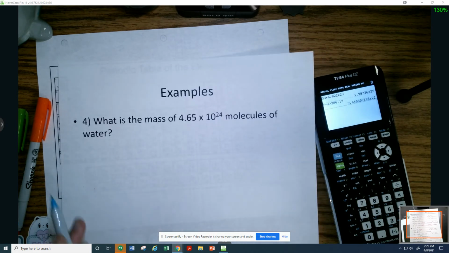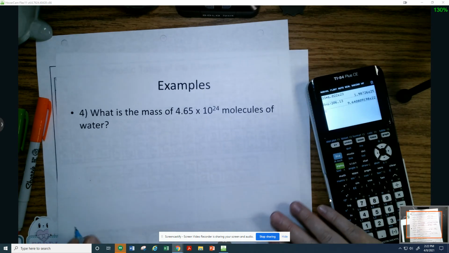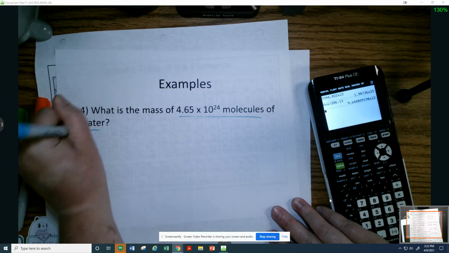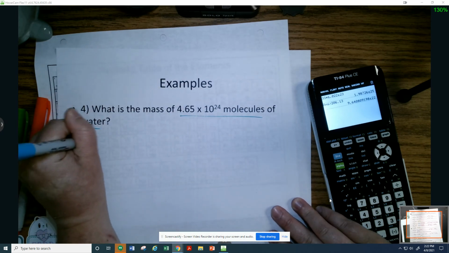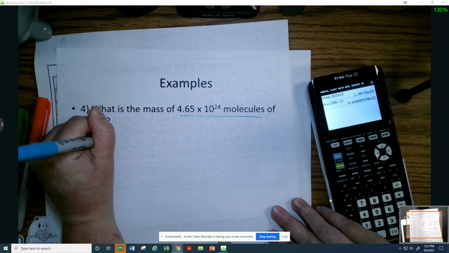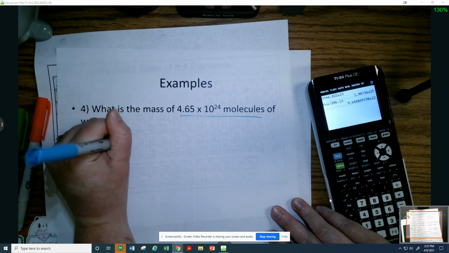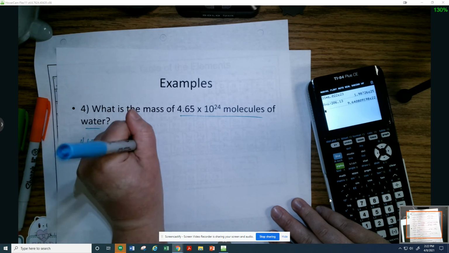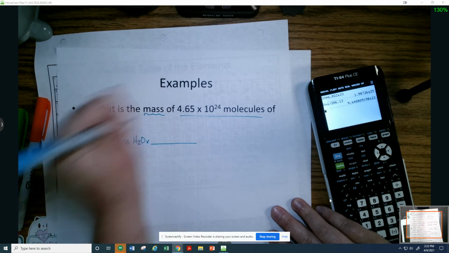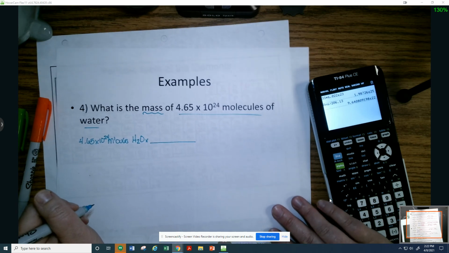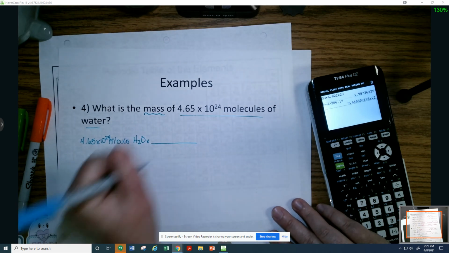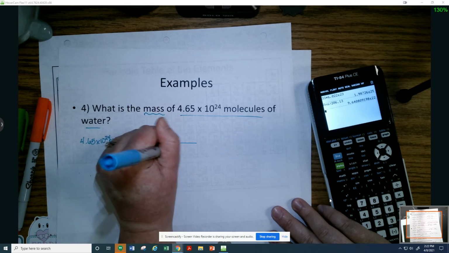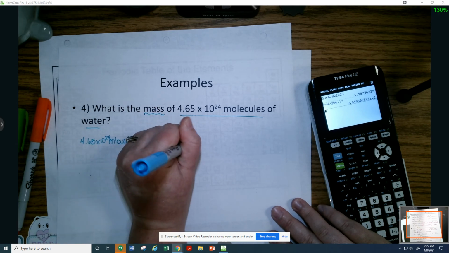It asks, what is the mass of 4.65 times 10 to the 24th molecules of water? So you can see right away that you have a given of molecules. So 4.65 times 10 to the 24th molecules. Water we know is H2O. The first thing you can do when you have molecules, because we're going to mass, is the only thing that you can use to get rid of molecules is Avogadro's constant. So 1 mole is to 6.022 times 10 to the 23rd.